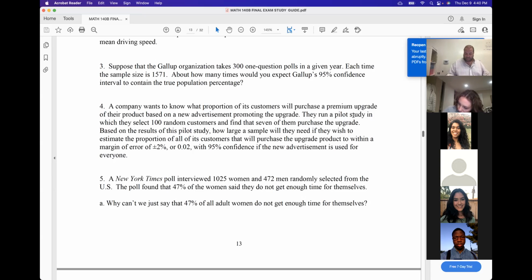Anyone? How did you write out your equation when you rearranged it to solve for n? Well, I have 0.02 equals 1.96 times the square root of 0.07 times 0.93 over n, correct? Yeah, that's your original formula, right? So I first divided both sides by 1.96. Then I squared both sides. Yeah, Jason, I get the same thing.